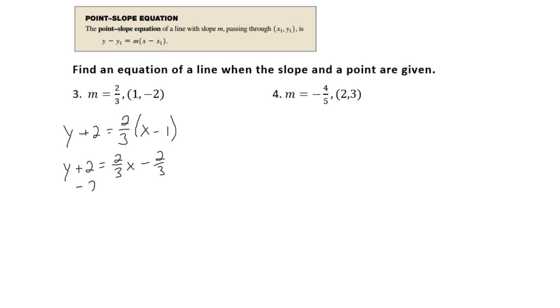So now we need to subtract 2, and I need to subtract 2 here, but since our denominator is 3, I'm going to subtract 6 over 3. 6 divided by 3 is 2, so I'm subtracting the same thing from both sides. So I get y equals 2/3 x minus 8/3. All right, let's look at the next one.